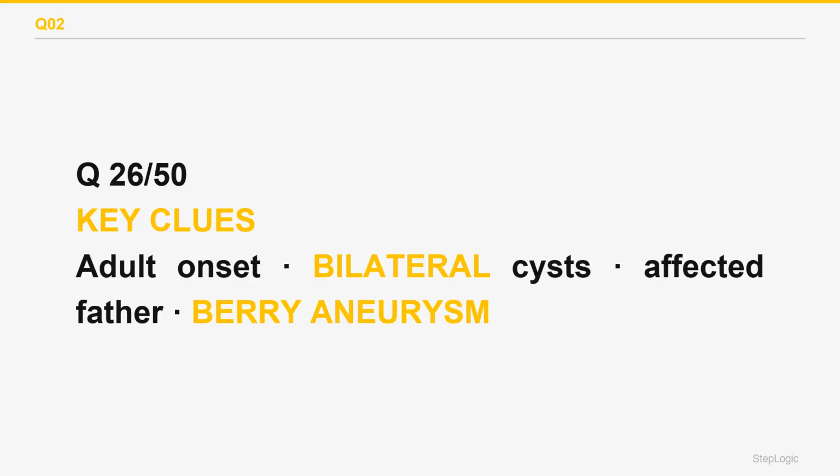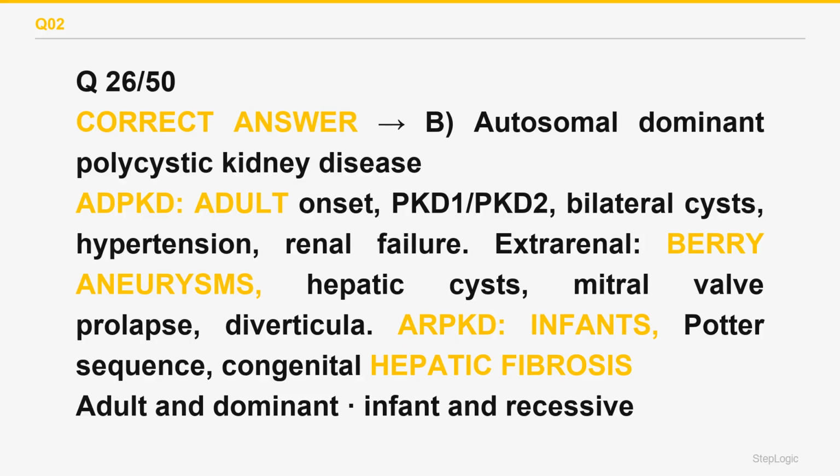Autosomal dominant polycystic kidney disease presents in adulthood with progressively enlarging bilateral cysts, hypertension, flank pain, hematuria, and eventual renal failure. It is caused by mutations in PKD1 or PKD2, and the vertical transmission from an affected parent fits dominant inheritance. Its extrarenal associations are what make it dangerous beyond the kidney: berry aneurysms with risk of subarachnoid hemorrhage, hepatic cysts, mitral valve prolapse, and colonic diverticula. Autosomal recessive disease presents in infancy, often with the Potter sequence from oligohydramnios, and with congenital hepatic fibrosis. Choice A wrong. The correct answer is B.